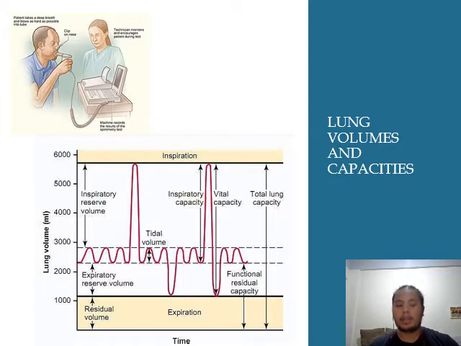Now, let's go for functional residual capacity. So, ito na yung mga kino-compute. Sa mga machines na makikita nyo sa exercise physiology lab, yung mga capacities actually mean nakaka-compute na sila on their own kasi may algorithm sa computer ng machine. Pero for the purpose of this class, aralin nyo kung paano mag-compute mamaya. Okay, so let's go to functional residual capacity. So this amount of air is the sum of your expiratory reserve volume and your residual volume.